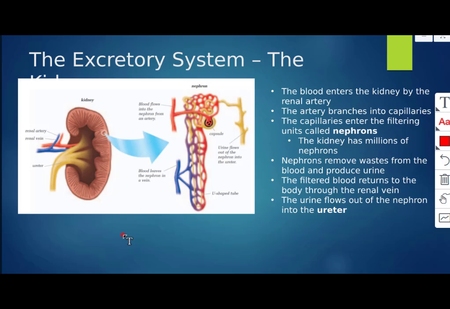The filtered blood will return back to the body through the blue renal vein. And then the urine will flow out of the nephron and go through this ureter. The ureter is attached to the kidney. So right here, you can see the ureter.